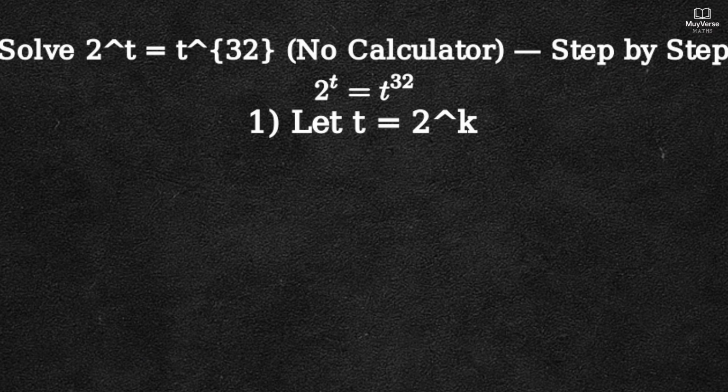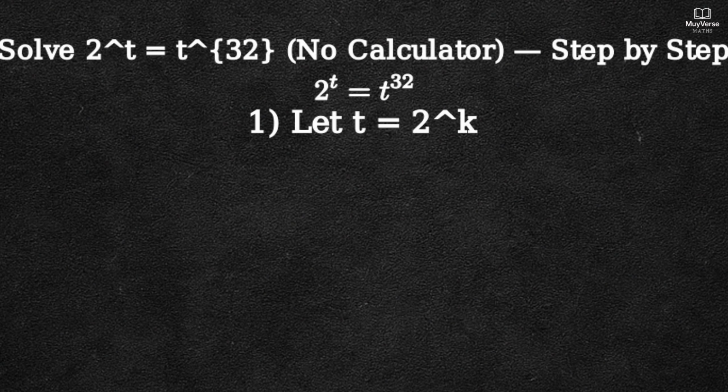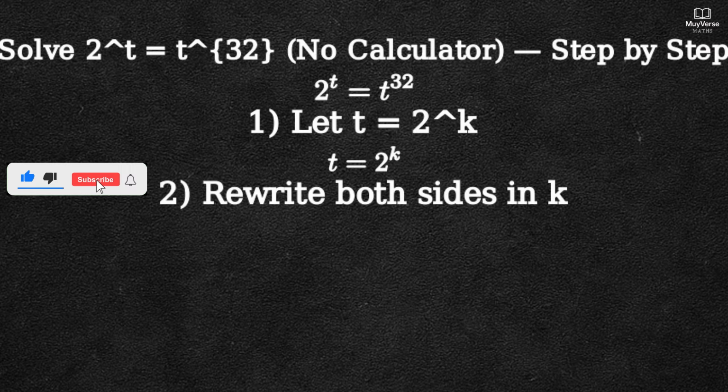power of 2. Let t equal 2 to the k for some exponent k. Step 2. Rewrite both sides using the substitution. The left side becomes 2 to the t, which is 2 to the 2 to the k. The right side becomes t to the 32, which is 2 to the k, all raised to 32.